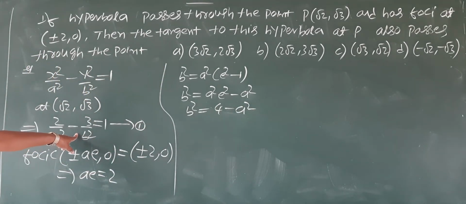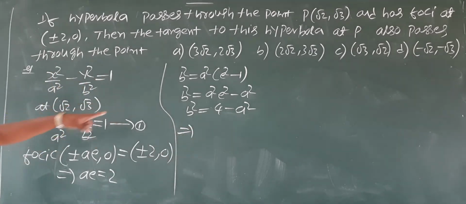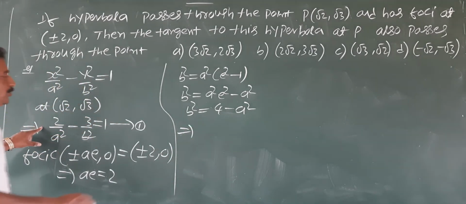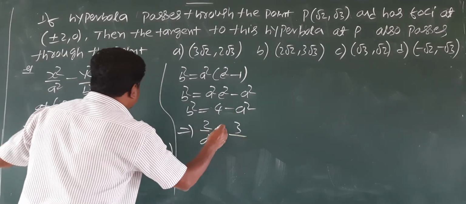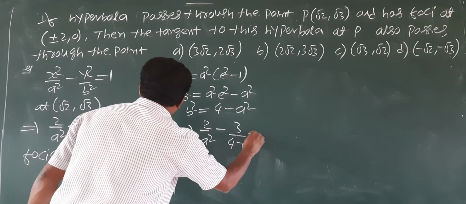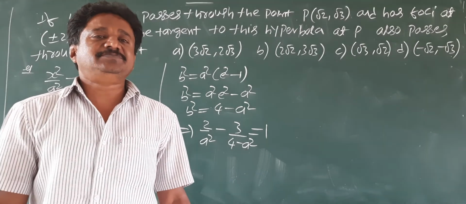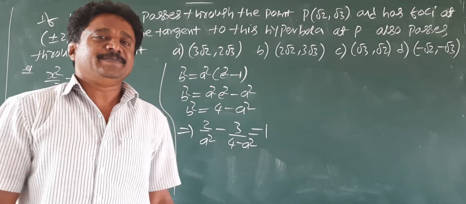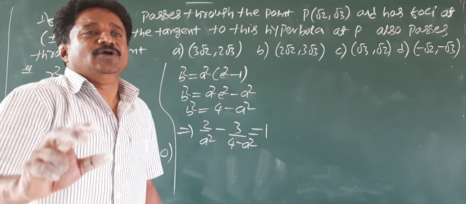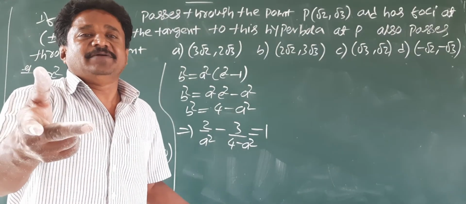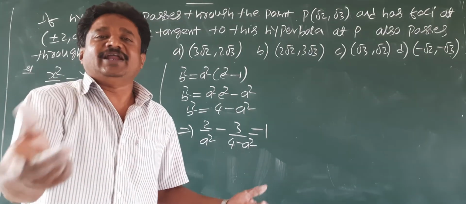Substitute in 1. Put the b square value in 1. This implies 2 by a square minus 3 by 4 minus a square is equal to 1. When you are attending competitive exams, you must be careful, students. Actually, solving this and finding the a square value is quite lengthy. It takes some time. So why can't we think of the a square value directly?